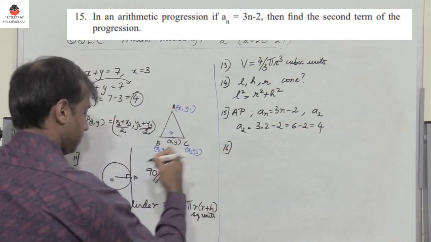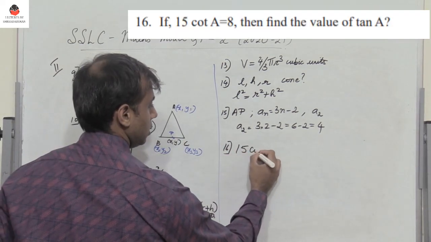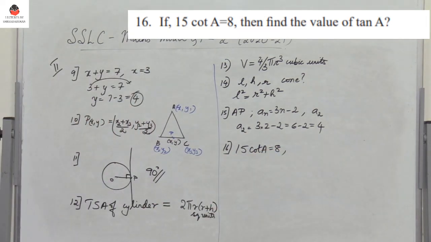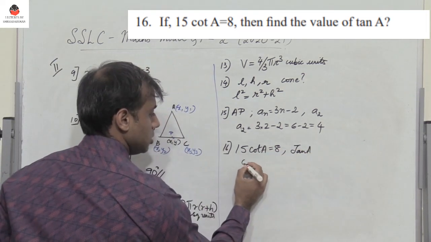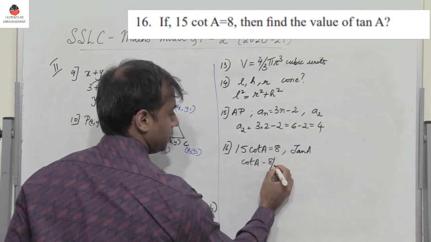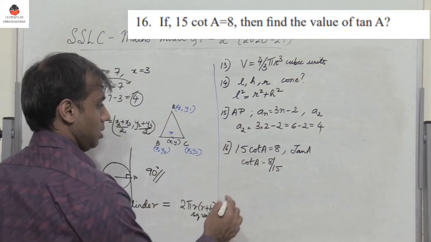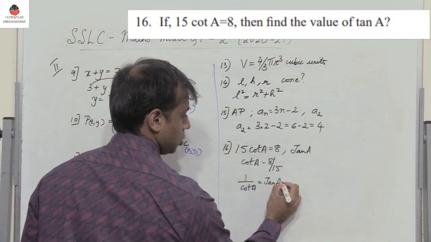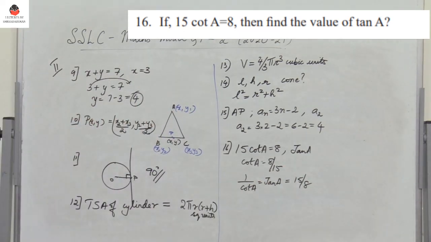Next, 16th one. If 15 cot A = 8, then what is tan A? So I need to find tan A. So what is cot A? Cot A is 8/15, and we know that tan A is nothing but the reciprocal of cot A. That is 1/cot A = tan A. So the reciprocal of this is 15/8. So that is the answer. So again, very easy questions in the second section.